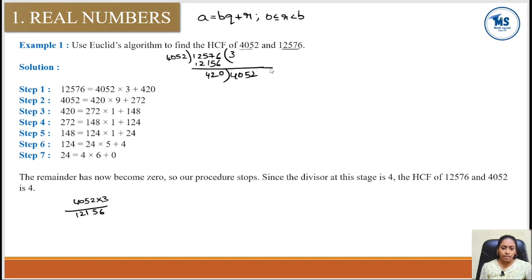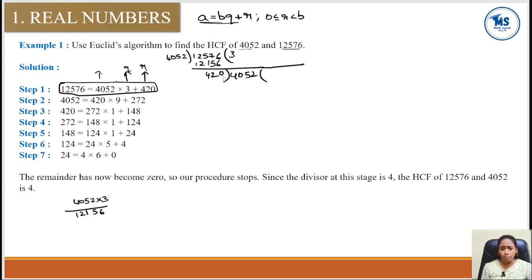Then I'm applying Euclid's division lemma again. Writing the first step, for 4052 and 12576, I can write 12576 = 4052 × 3 + 420. This is the divisor, this is the coefficient, and this is the remainder. That's what Euclid's lemma says, and that is what I have written here.